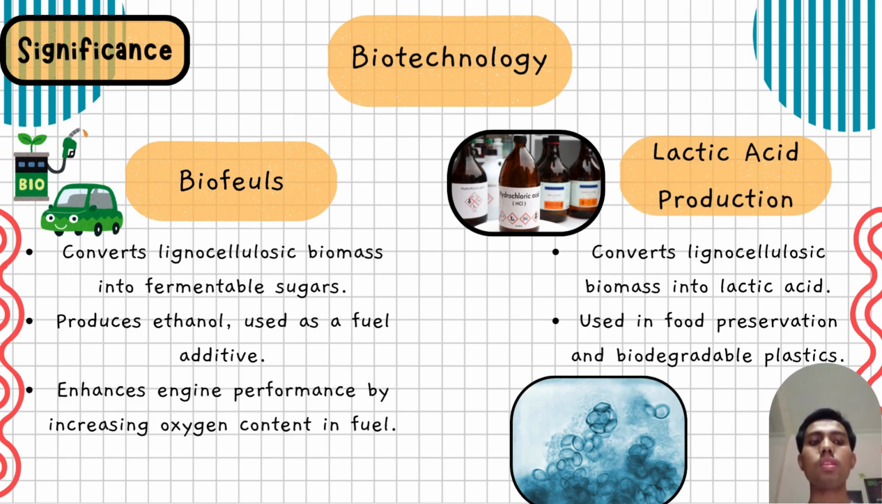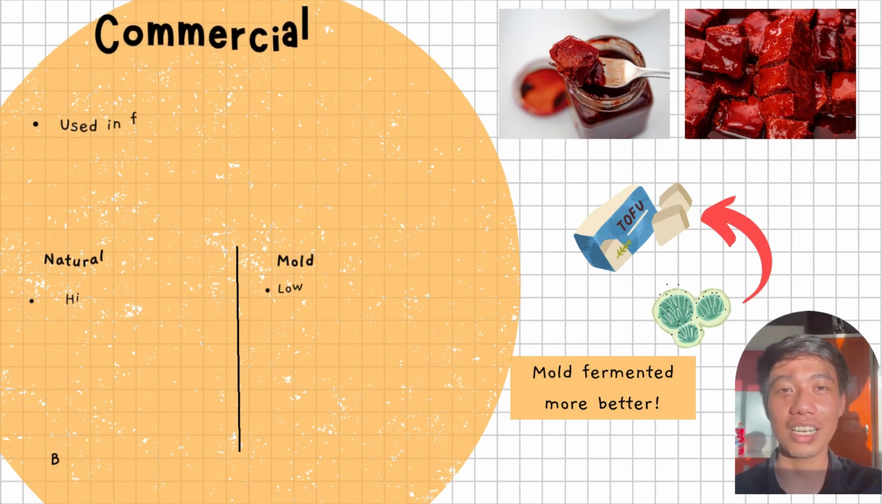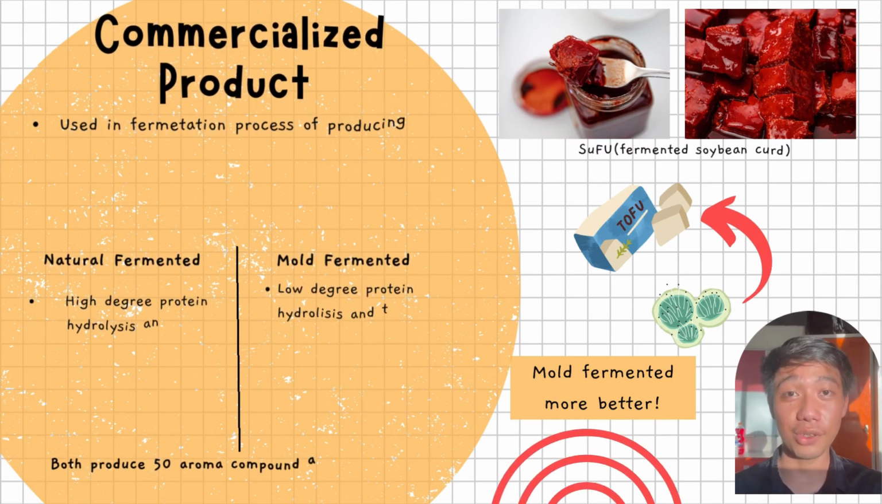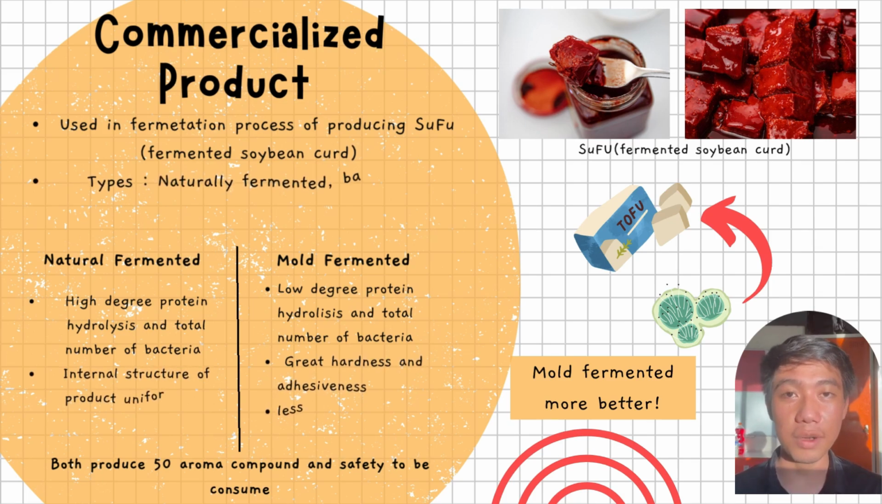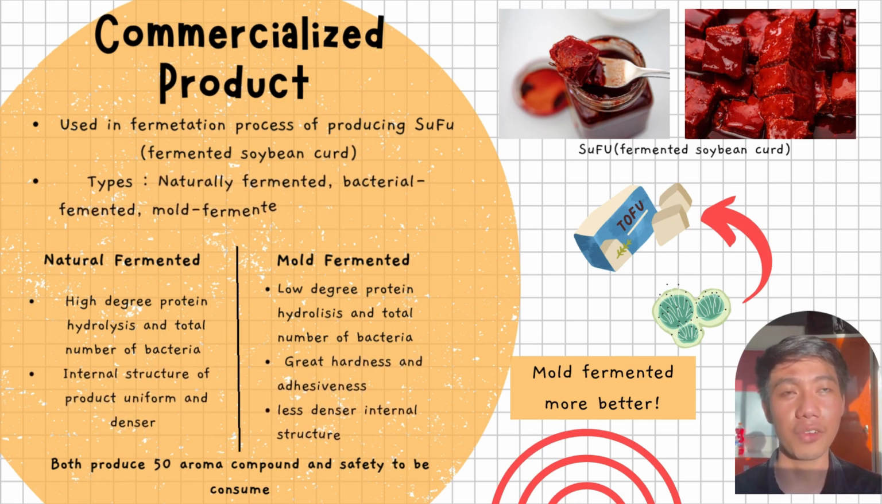Racemosus is also used in the production of lactic acid from lignocellulosic biomass, which is used in food preservation and biodegradable plastics. Commercialized products of Racemosus are often used in a fermentation process for the production of sufu, which is a fermented soybean curd. There are many types of fermentation actually.